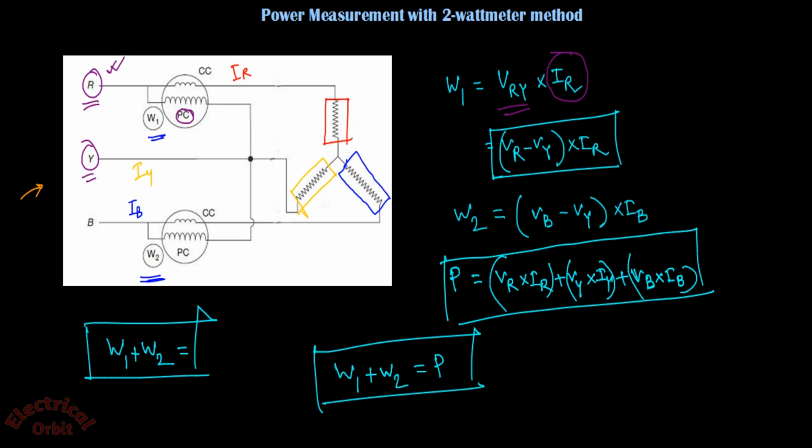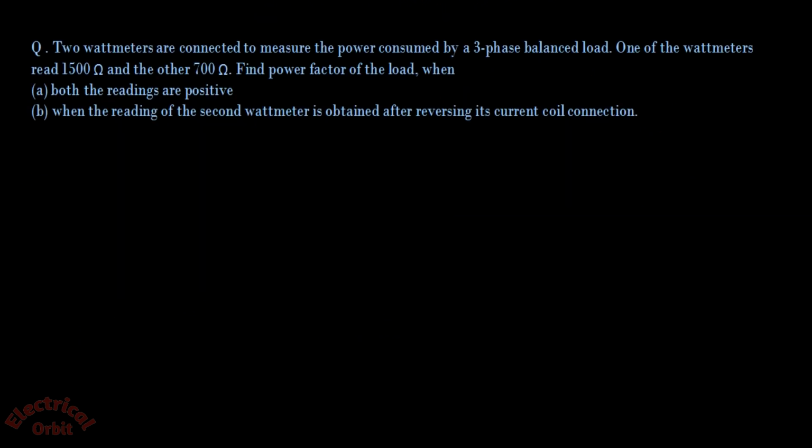All you need to do is to use these equations, that is equation 1, equation 2, and you will automatically find that your total power consumption is equal to the summation of the wattmeter readings W1 and W2. Clear? Now understand this concept with a problem solving.